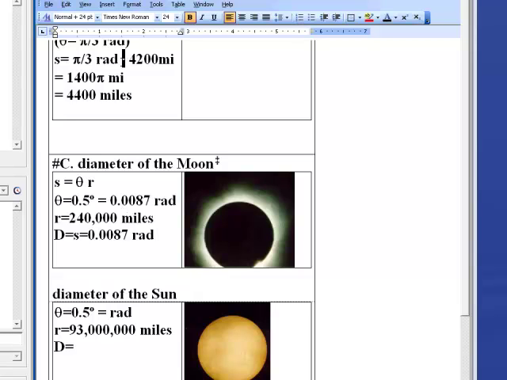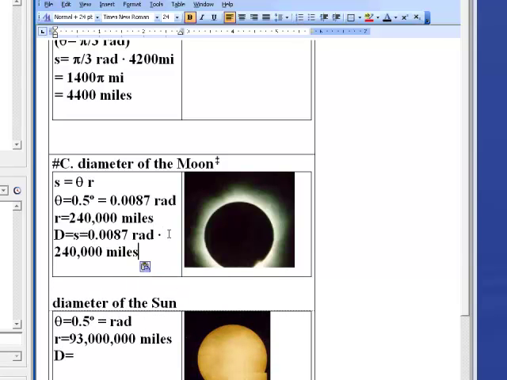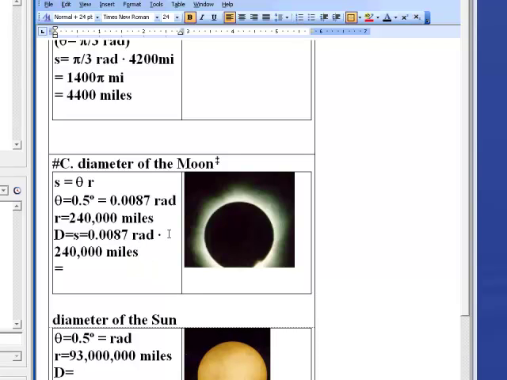0.0087 times 240,000 miles, and I come up with 2,094 miles, and that should be rounded to the nearest 100 miles, so 2,100 miles is the diameter of the moon.